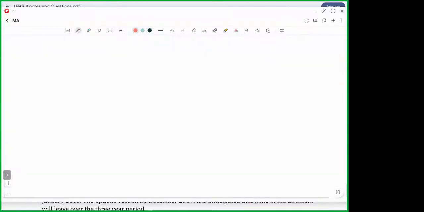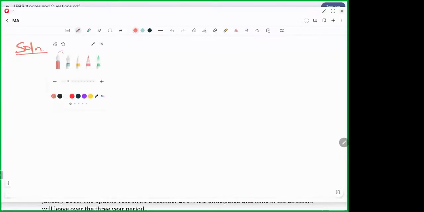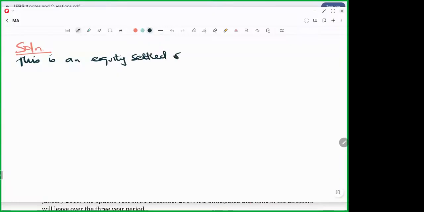Now, ladies and gentlemen, this is what we're going to do. And I would want us to really go slow with this. So write their solution. This solution is what we are doing. So first of all, recognize the fact that this is an equity settled share-based payment.